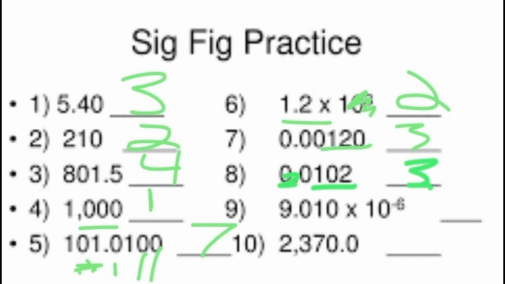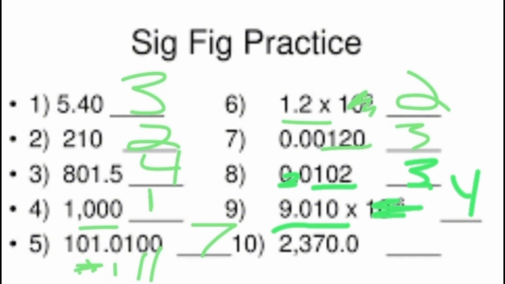Number 9, we have another scientific notation, but once again, same rules apply. We have 10 to the negative 6. Let's just mark that out. We don't have to worry about that. We have 9.010. So in this number, we have the 0 in between 9 and 1. Yes, that's significant. And then the 0 after the 1, but it's after a decimal, so that is a trailing 0 that will be significant. So every number in that first sequence, 9.010, is all significant. So number 9 will have 4 significant figures.